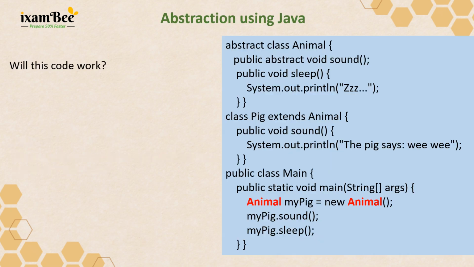Now look at this example. Here we have created an animal class object, my pig, and we are instantiating it with a new animal constructor. Will this code work? The answer is this code will not work because abstract class cannot be instantiated directly.